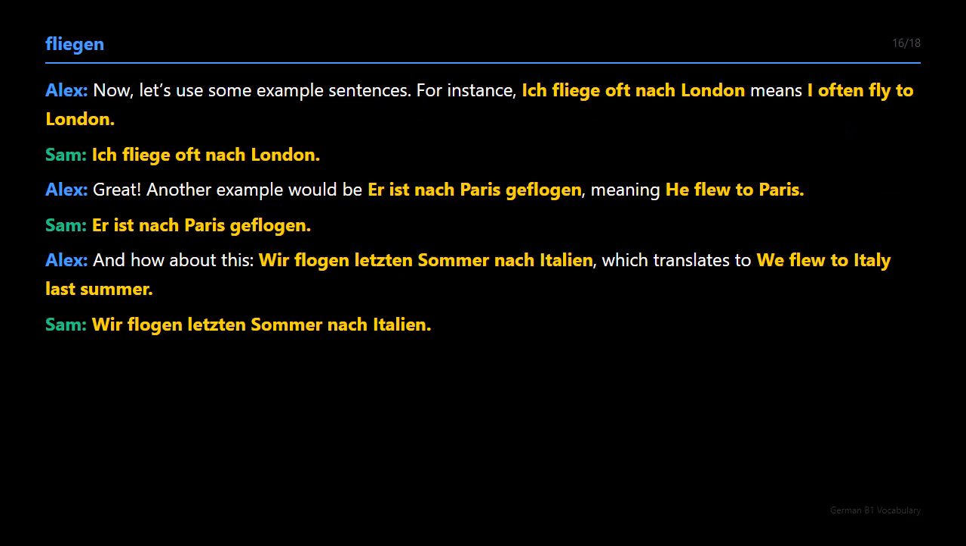Now, let's use some example sentences. For instance, Ich fliege oft nach London, means I often fly to London. Ich fliege oft nach London. Great. Another example would be, Er ist nach Paris geflogen, meaning he flew to Paris.